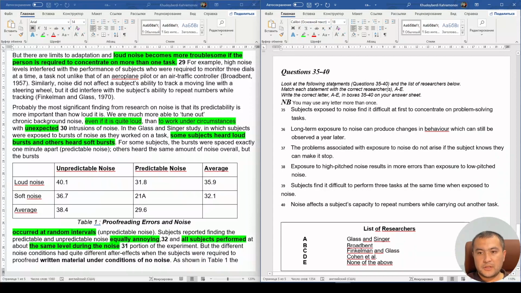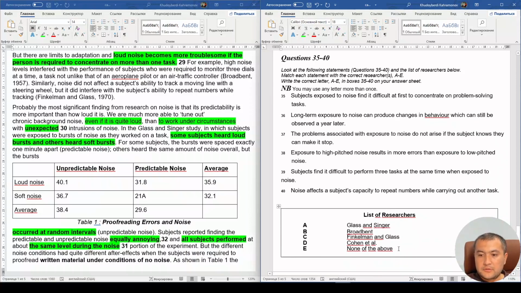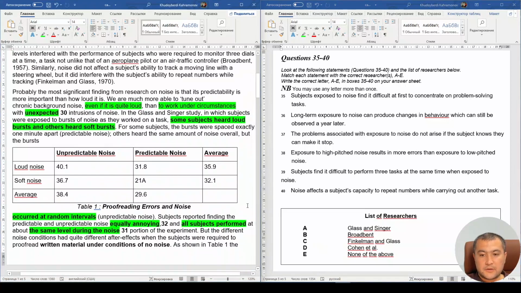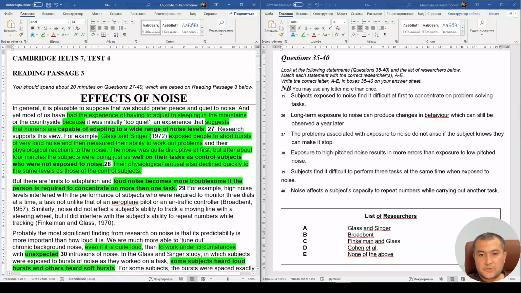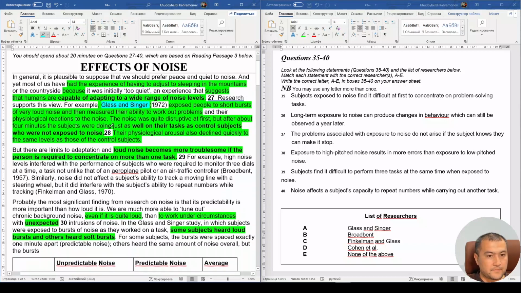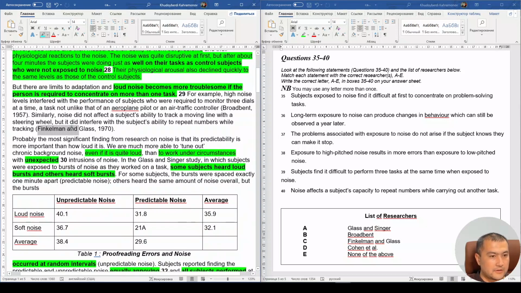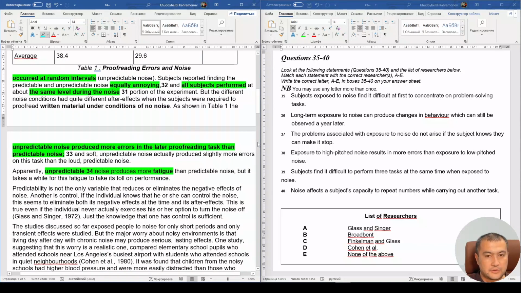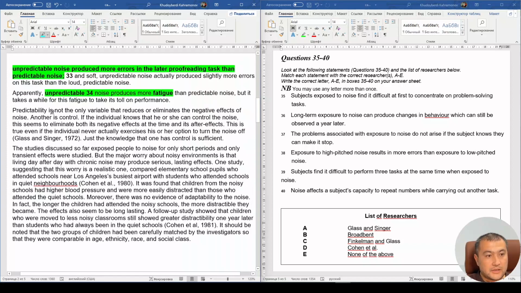The questions 35 to 40 require us to figure out the names which have been given to us already, and we have to figure out what they have done, right? All right, first of all, let's try to just highlight the names. This time I'm going to change the color of the names. Glass and Singer. So do we have Glass and Singer? Right, Finkelman and Glass, Broadbent, Glass and Singer. So I am doing this highlighting in order to boost my reading and save time.